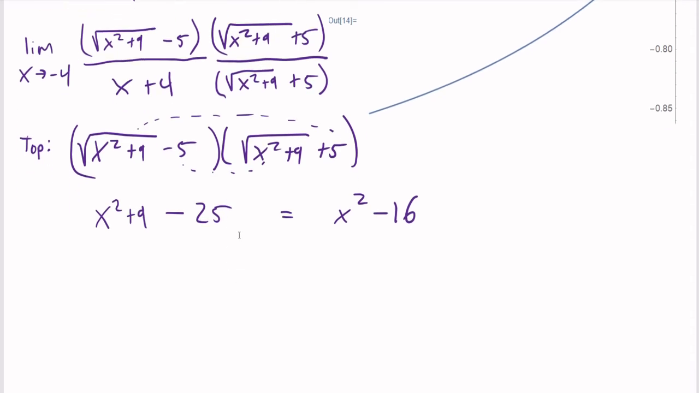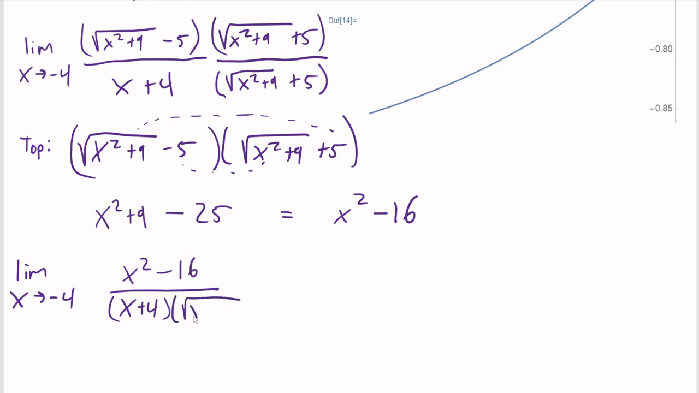So let's rewrite this limit so you can see it all together. And hopefully, if you're thinking about the example that we saw two examples ago, you're looking at this one going, that looks interesting. There's something I might be able to do here. So we'll see. But always keep your eye out for what next can I do. So x squared minus 16 over x plus 4 times the square root of x squared plus 9 plus 5.